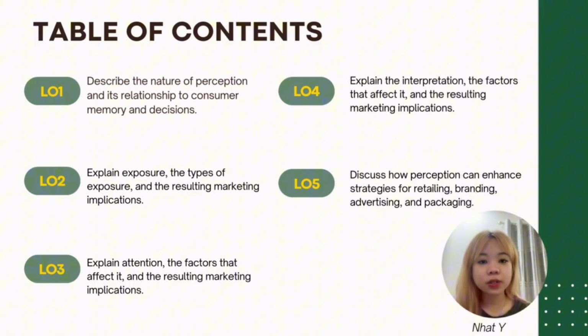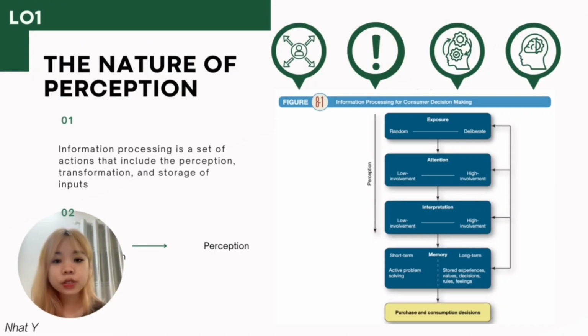This is the table of contents and we have 5 learning objectives to discuss. In learning objective 1, we have to know the nature of perception and its relationship to consumer memory and decision. Information processing is a set of actions that include the perception, transformation, and the storage of inputs. In Figure 8.1, the process has 4 steps: arousal, attention, interpretation, and memory.